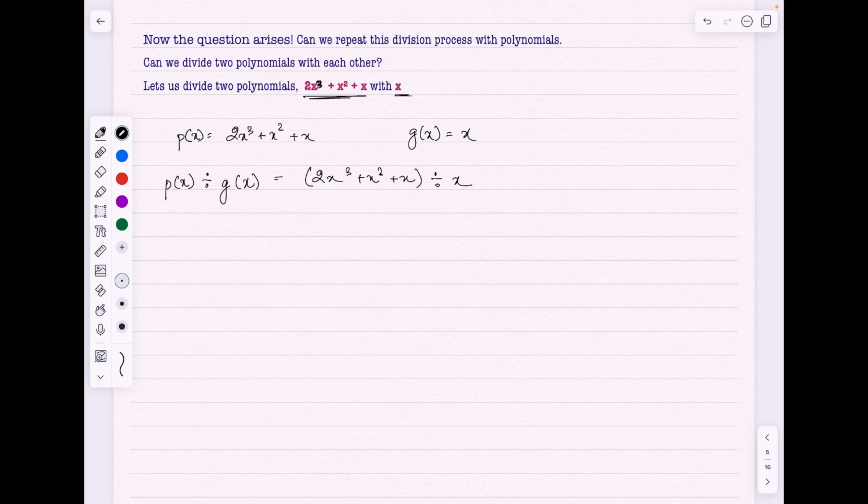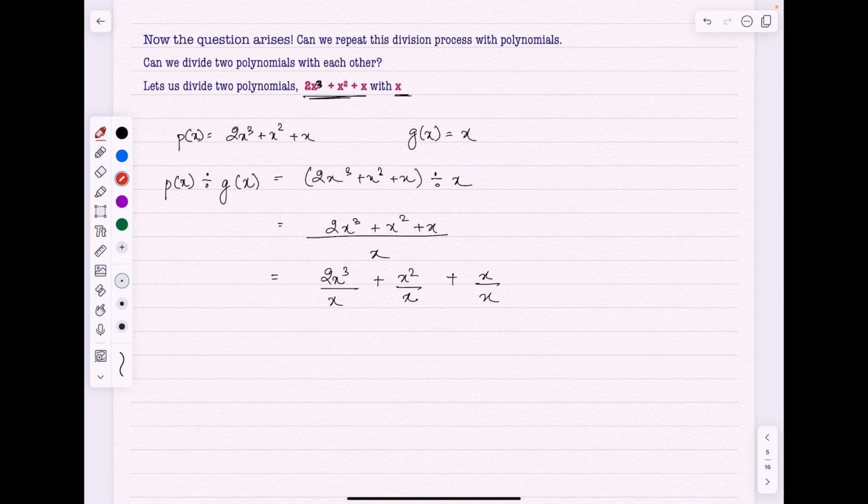Now what can I do? In fractional form I can write 2x cube plus x square plus x divided by x. This is the fractional form. And in fractions, if the denominator is the same, we can separate it. You know that. So I can write it as 2x cube by x plus x square by x plus x by x. We have separated the numerator terms.